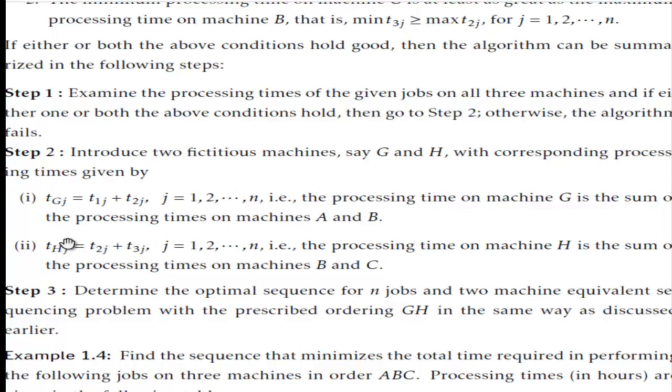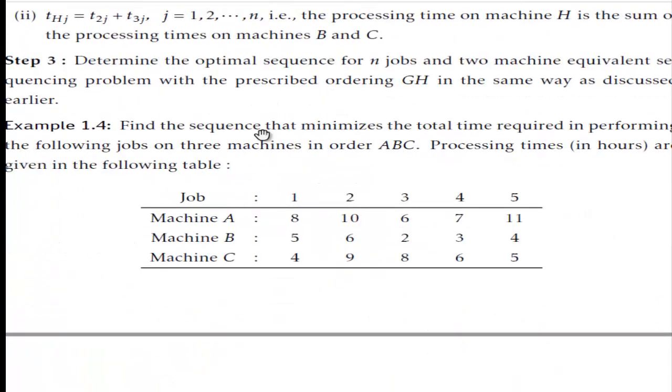Similarly, for machine H, I will take T of 2J and T of 3J and add them together to get the second one. After that you have the two machine model, and you can apply Johnson's algorithm to solve it. Like this is an example.